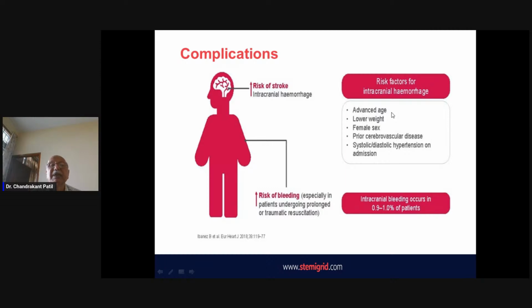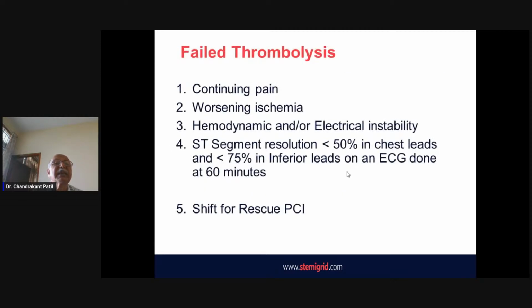Especially if there is lower weight, female sex, prior cerebrovascular disease, or systolic and diastolic hypertension, you should be more careful. Intracranial bleed occurs in hardly 0.9 to 1% of patients. Minor bleeds are common, major bleeds are rare.